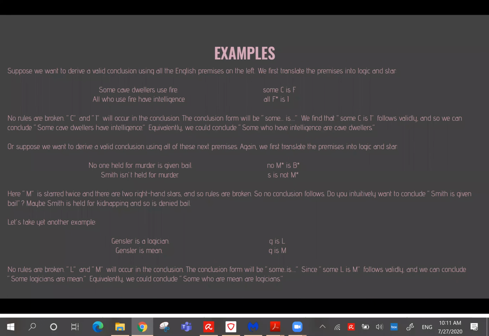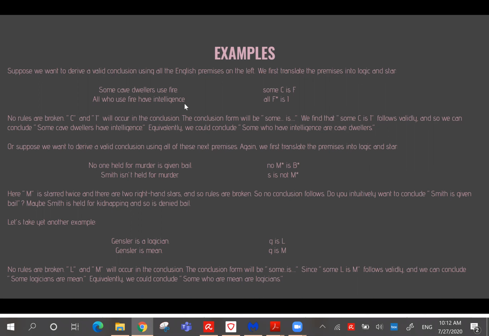Suppose we want to derive a valid conclusion using all the English premises below on the left. We first translate the premises into logic and star. So we have: some cave dwellers use fire, that's some big C is big F, and all who use fire have intelligence, all big F starred is big I. No rules are broken. C and I will occur in the conclusion.